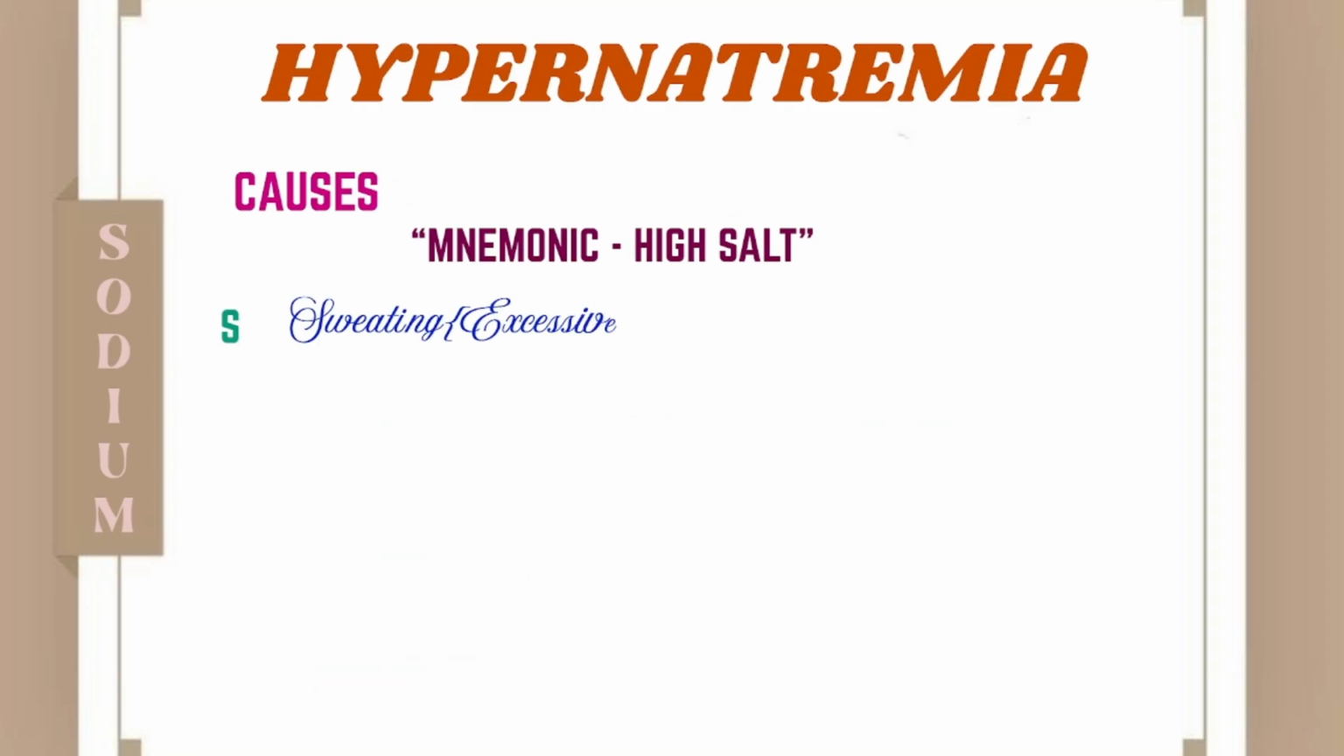Next is S. S stands for sweating, excessive diaphoresis. If sweating is causing more water loss, then as a result sodium is more in the body, so hypernatremia can occur. In case of sweating, we have to remember that sweat contains both water and sodium, but the proportion of water and sodium loss decides whether this cause is leading to hyponatremia or hypernatremia. If there is excess water loss as compared to sodium, meaning more sodium is retained in the body, then that is a cause for hypernatremia.